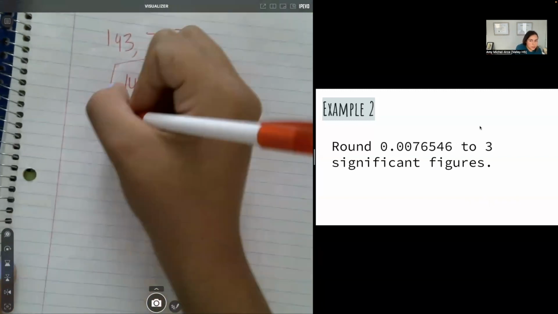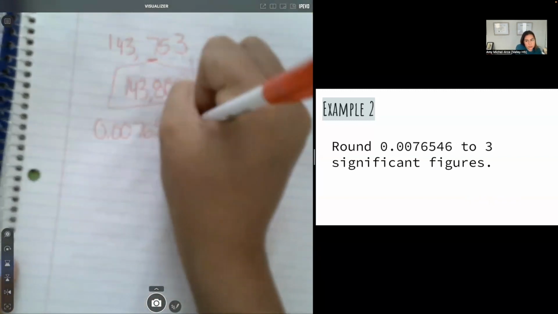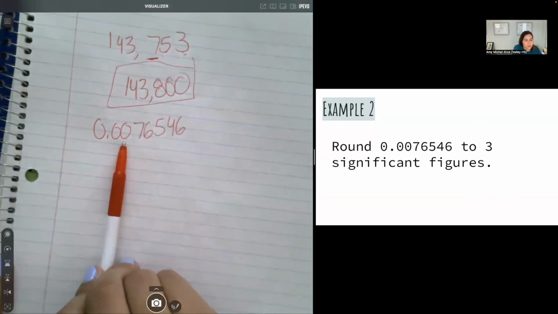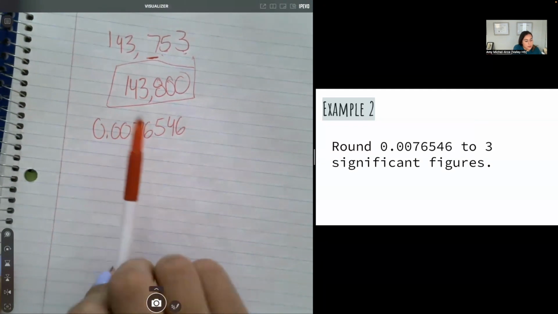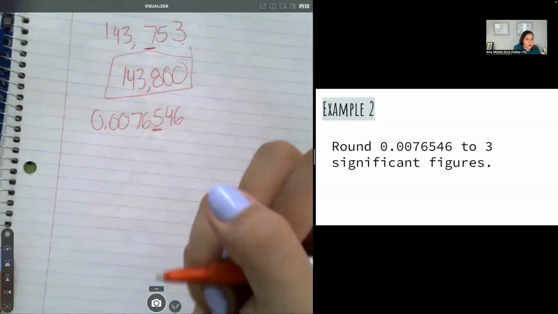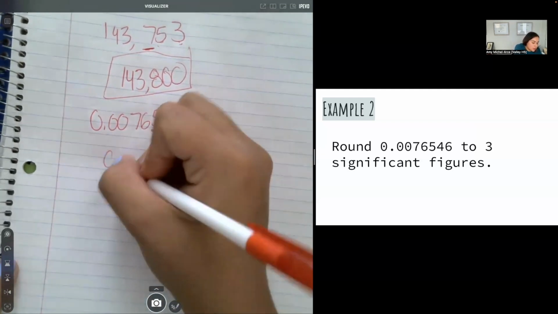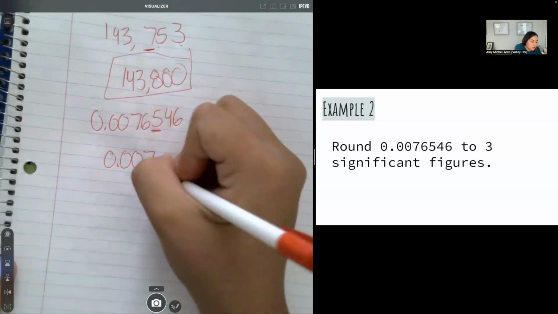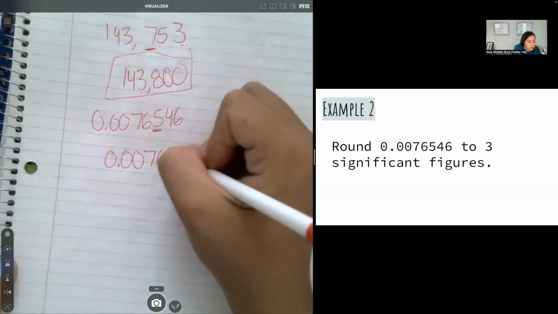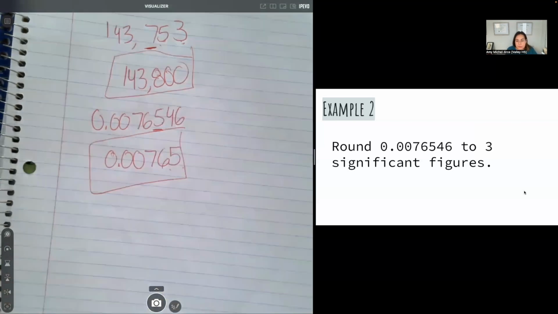Example 2, rounding 0.007656. Leading zeros are not significant. So when we're counting 3 significant figures, starting at the 7, that's 1, 2, 3. This is my 3rd significant figure. It's going to round down because of the 4. So we have 0.0076. And this is my last significant figure, stays a 5. There are 3 significant figures here, just like we wanted.